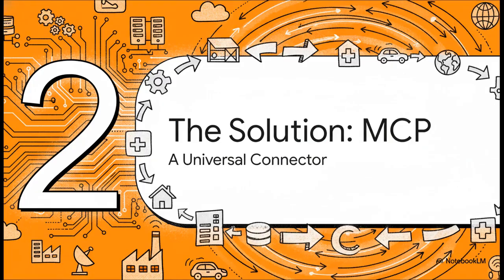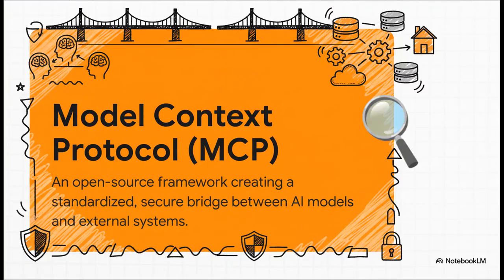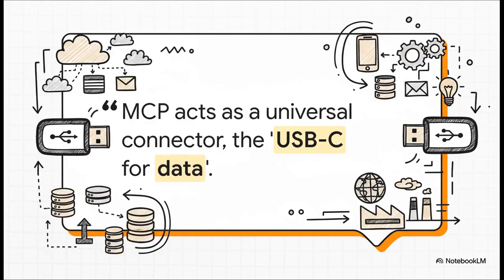Okay, so this is where the Model Context Protocol, or MCP, enters the picture. The whole idea is for it to be a kind of universal connector, a standard language that lets any AI talk to any external system. So what is it exactly? Well, MCP is an open source framework for creating that secure, standardized bridge we were talking about. So instead of building 1,000 different custom connections, you just build one bridge that any AI can use to get to any tool.